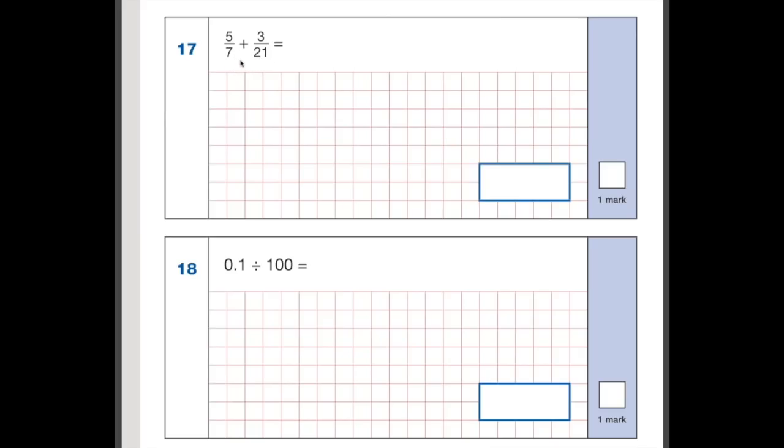Now, if you know your 7 times table, 7 times 3 makes 21. So if we multiply the whole fraction, the top and the bottom, by 3, we'll end up with 21 at the bottom. So just to set it out nicely, 5/7 times by 3. Now, technically we're not timing it by 3, so make sure to put the arrows. 5 times 3 is 15. 3 times 7 is 21. So now we have our sum that we can solve. 15 21s plus 3 21s. It's 18 21s.